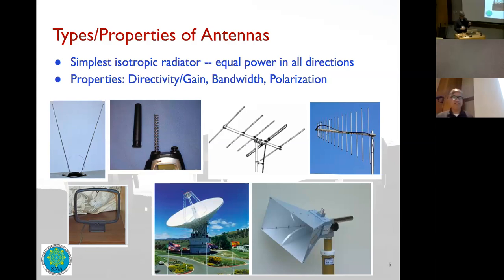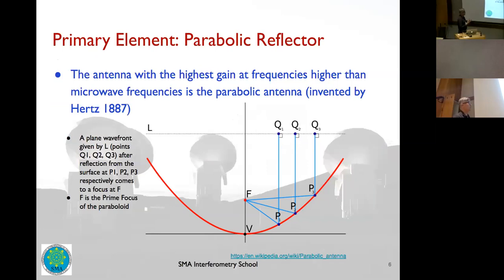Okay, so the primary element that we have is this parabolic reflector. And why choose a parabola? It's a conic section, and there's a fundamental property that you're using. Typically, we have waves that are coming in. That's this plane wave front, which is shown by L, Q1, Q2, Q3, and that's the wave front that comes and hits this parabola.